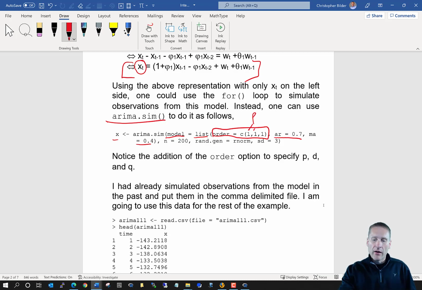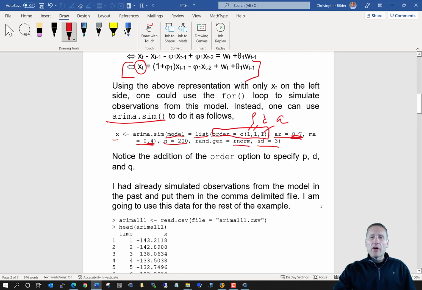p, d, q of the model. Now, the p here is 1 because I have 1 parameter over here. The q is 1 because I have 1 parameter here. The d then corresponds to the order of differencing. n equals 200, rnorm for the random generation, and my standard deviation is 3 because my variance is 9.